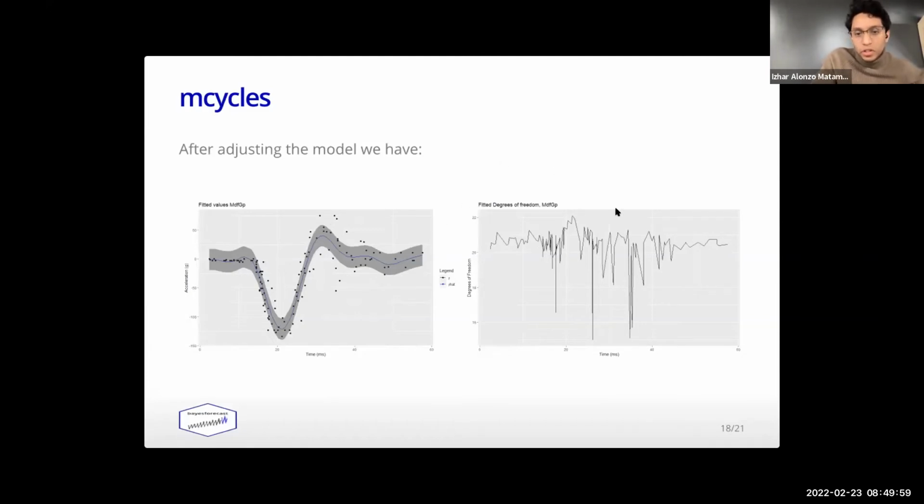But when we plot the posterior of the degrees of freedom, the expected value of the degrees of freedom, we can see that we have this time series that every time it finds an outlier, goes towards 0. So the posterior of the degrees of freedom is identifying the outliers dynamically.